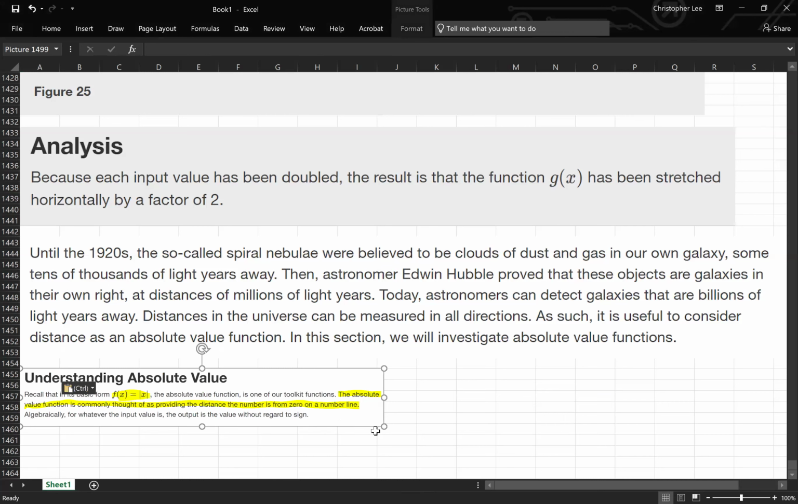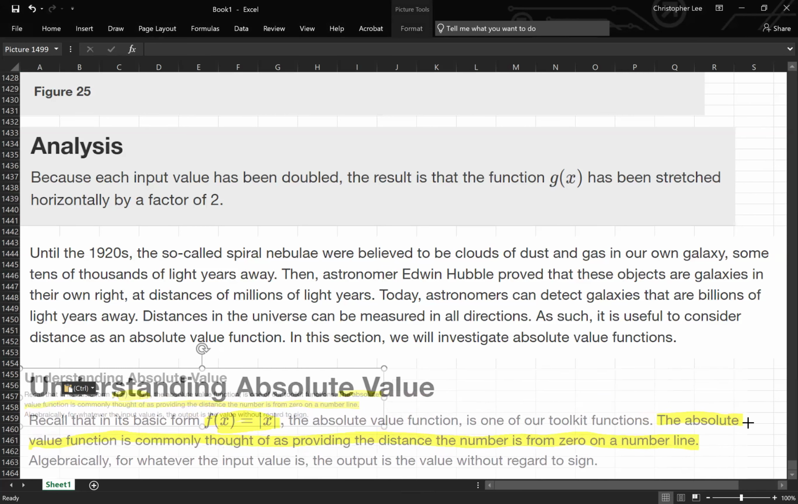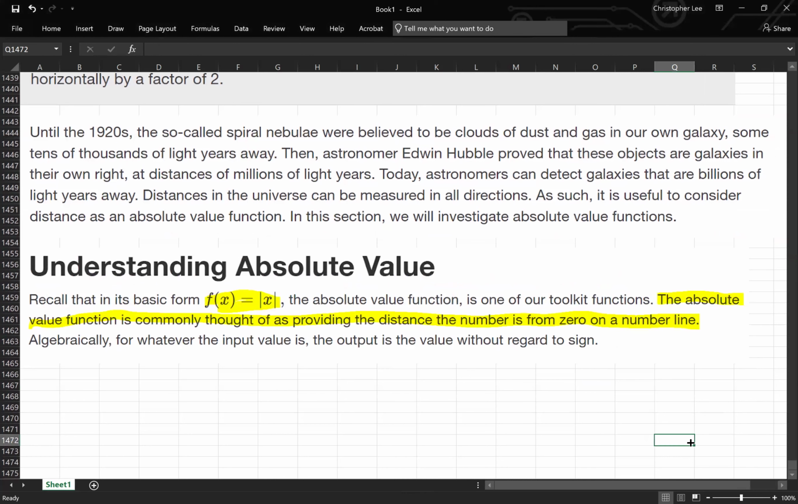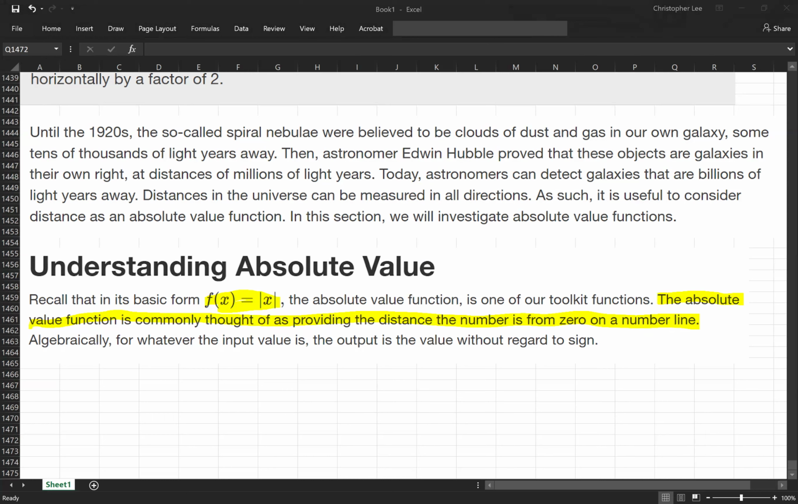So let's explore this a little bit, understanding absolute value. All right. So recall that in its basic form, f of x is equal to the absolute value of x. The absolute value function is one of our toolkit functions. The absolute value function is commonly thought of as providing the distance the number is from 0 on a number line. Algebraically, for whatever the input value is, the output is the value without regard to the sign. So that's how I remember absolute value. It's the distance that a number is from zero.